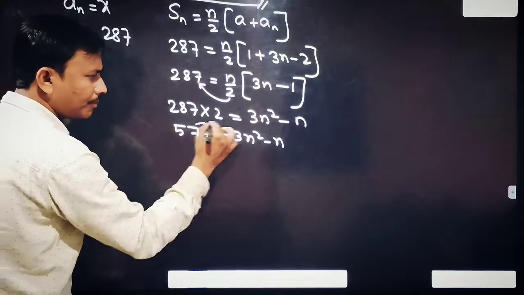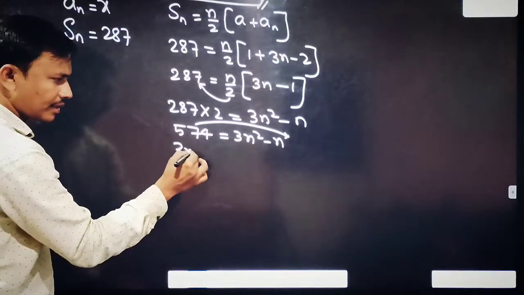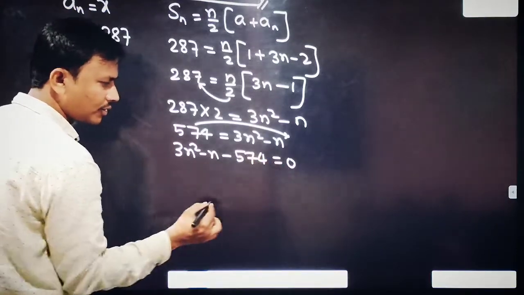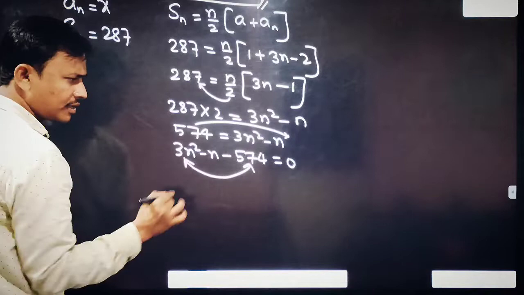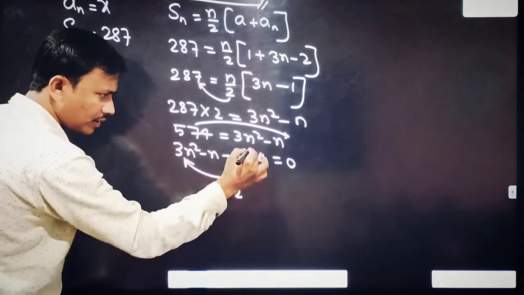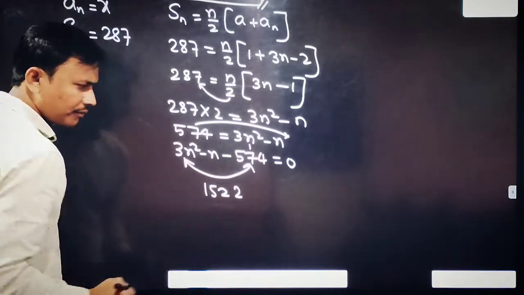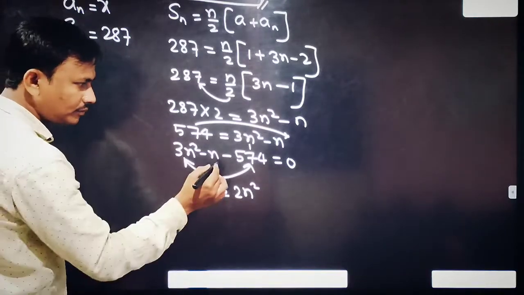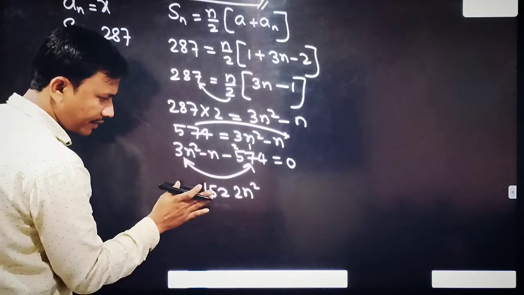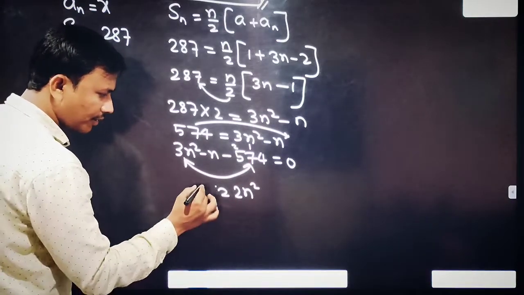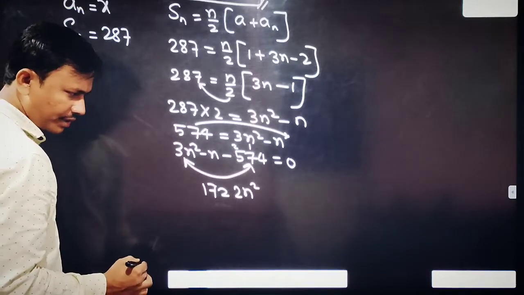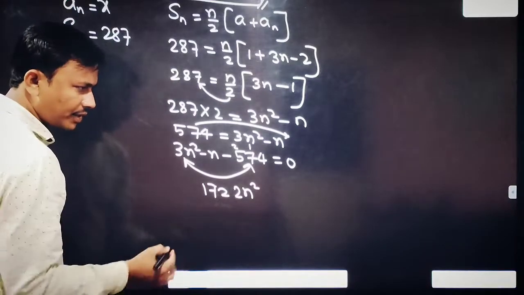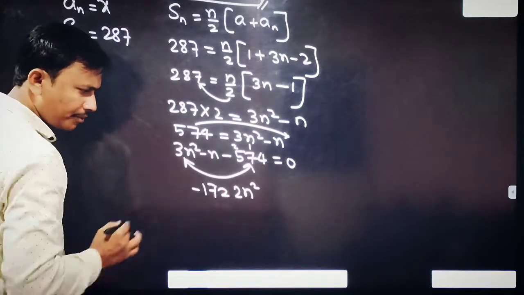Bring it right inside. 3n square minus n minus 574 is equal to 0. Multiply first and last terms. 3 into 574, 1722. Correct? n square, 1722. Multiply two numbers. You must get what? 1722, minus. Yes, minus is there. Minus 1722.